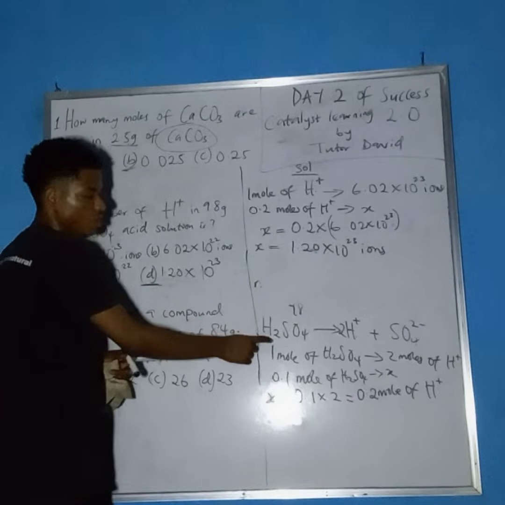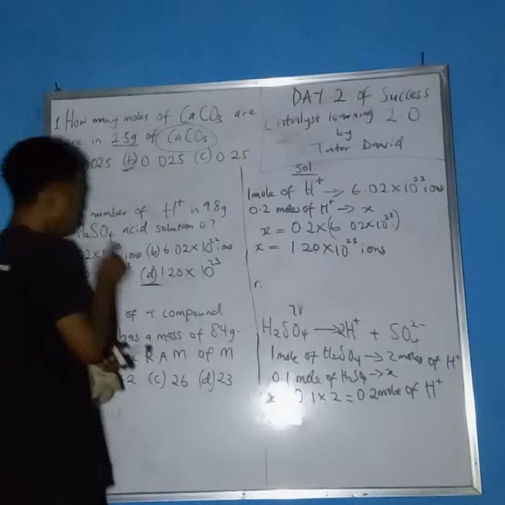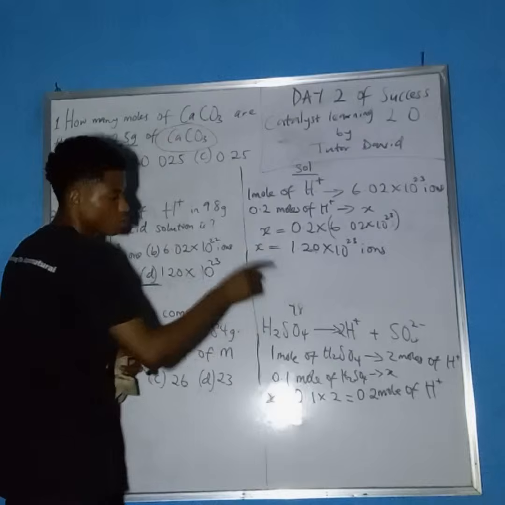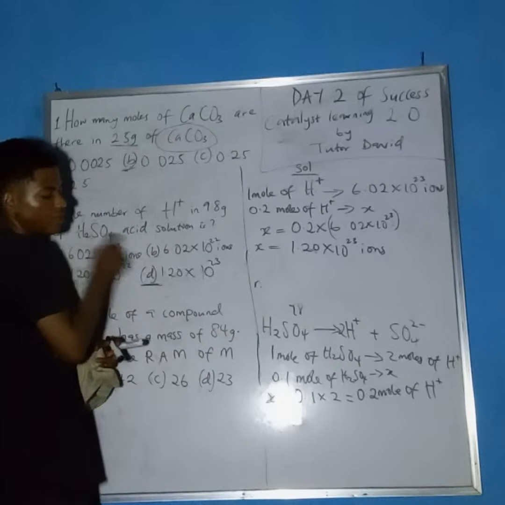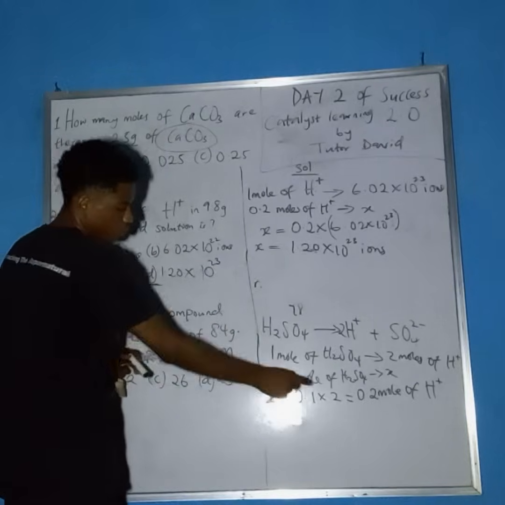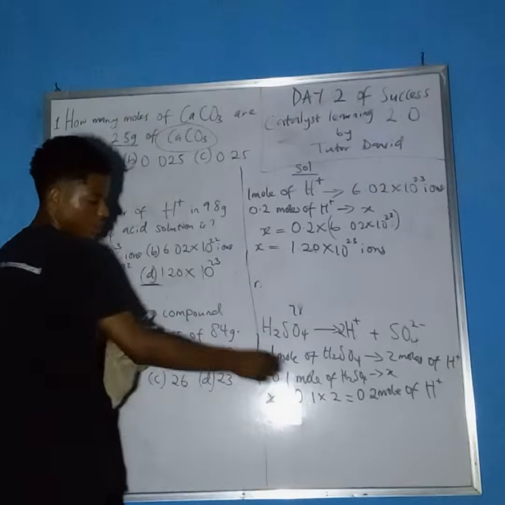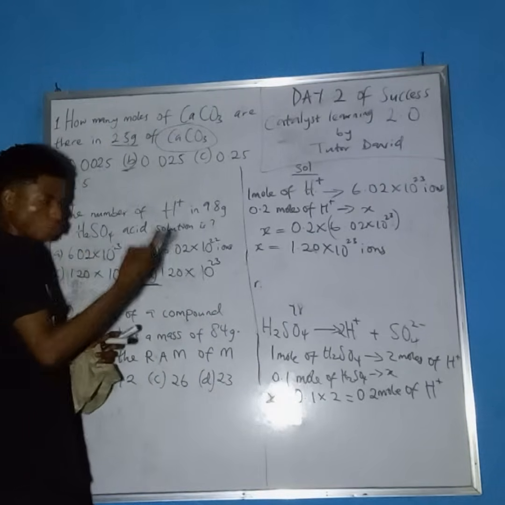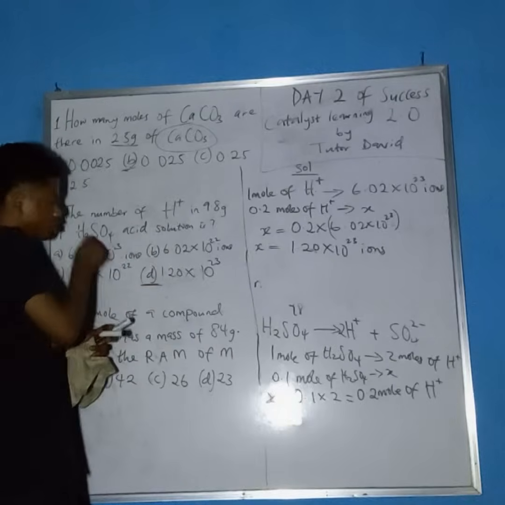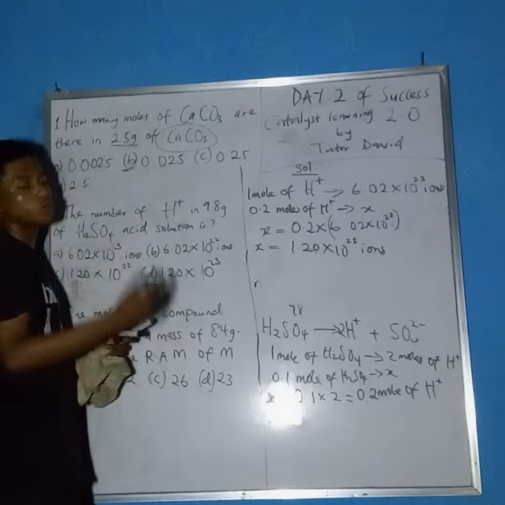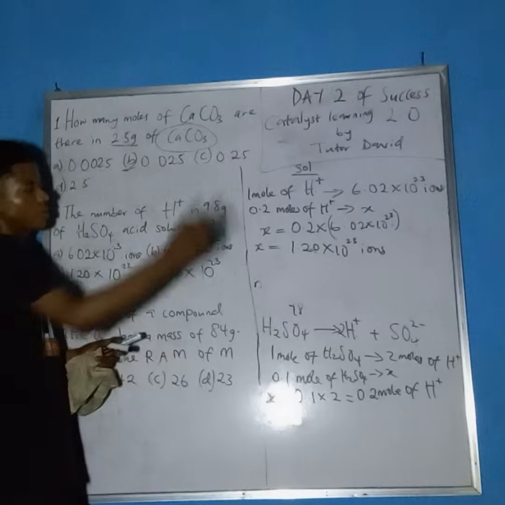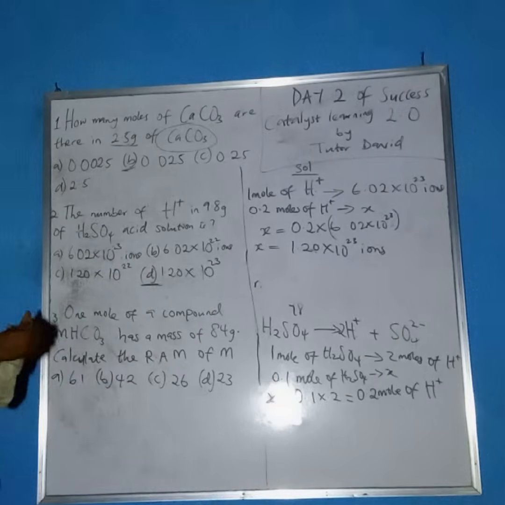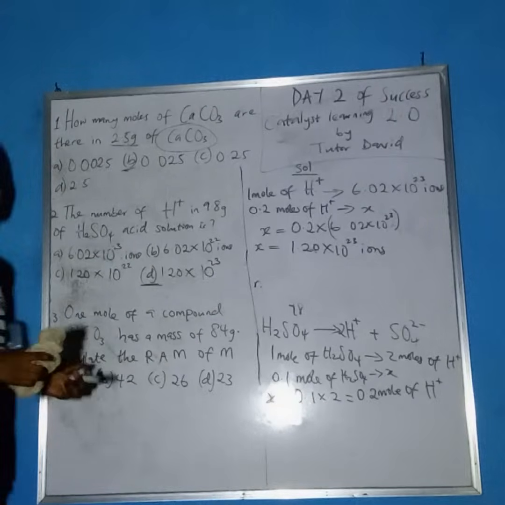Why? Because we needed to know that if 1 mole of hydrogen tetraoxosulfate(VI) can give us 2 moles of hydrogen ion, then 0.1 mole will give us what? X. That means if one of these can give us 2 moles of hydrogen ion, then 0.1 will give us 0.2 moles of hydrogen ion. Alright, so after solving, we got an answer of 1.20 times 10 to the power 23 ions.